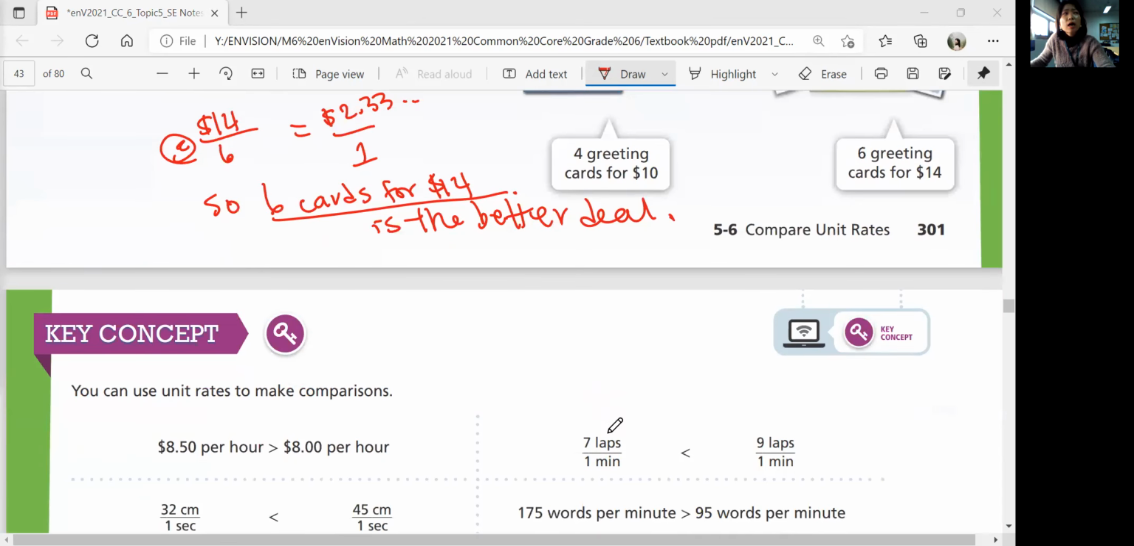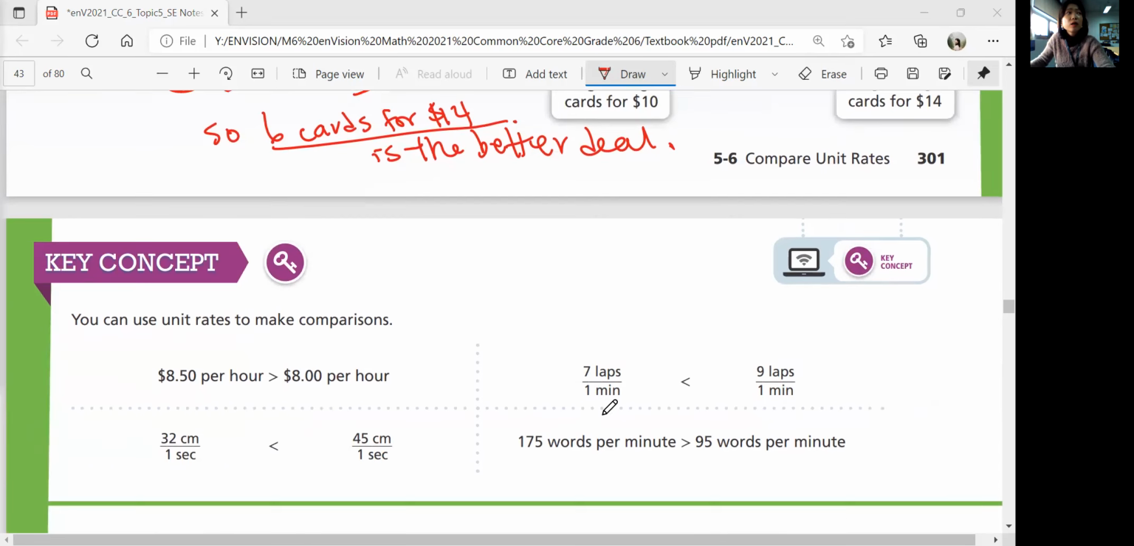All right, so that was our lesson. You can use the unit rates to make comparisons, and unit prices are basically unit rates, including the prices.